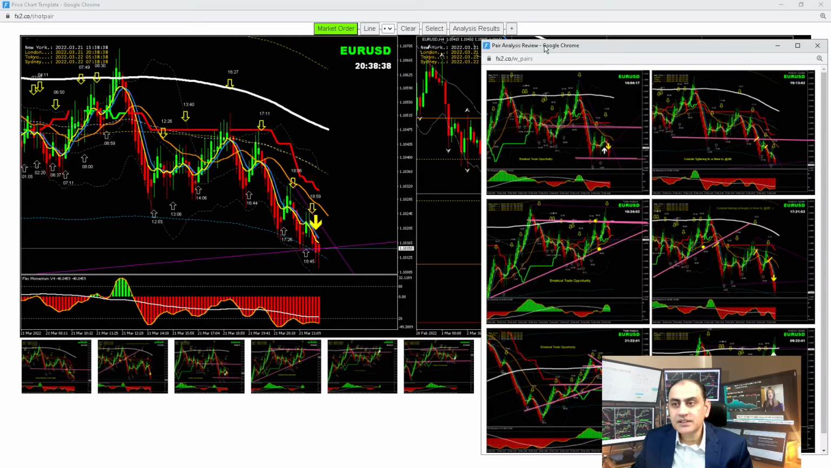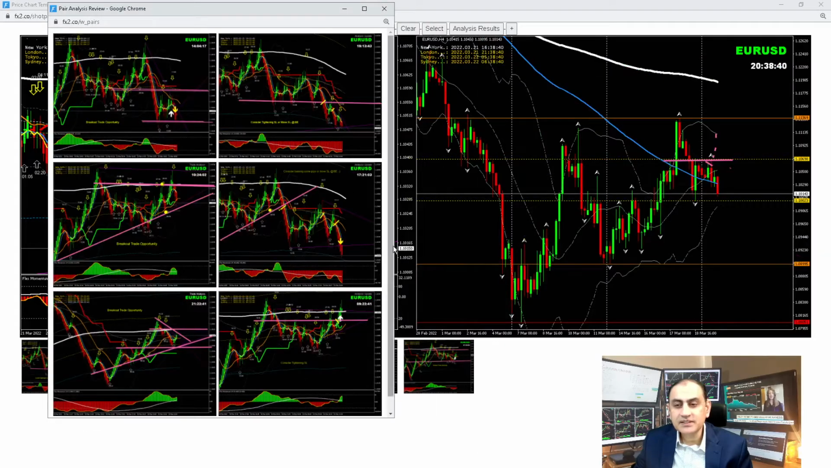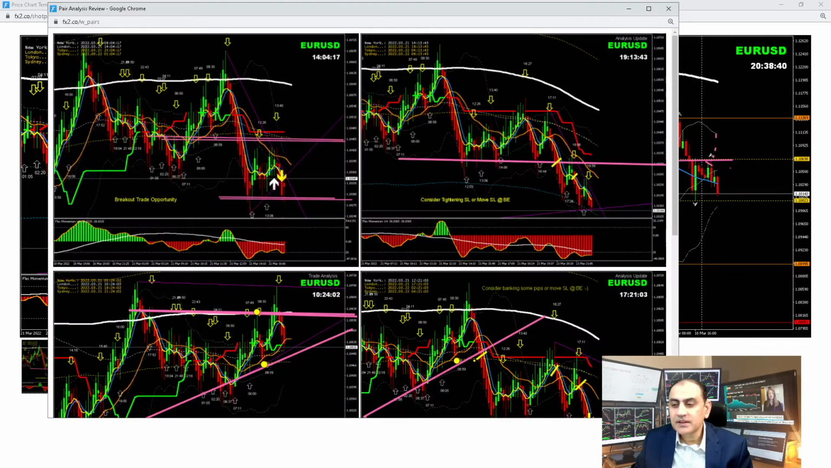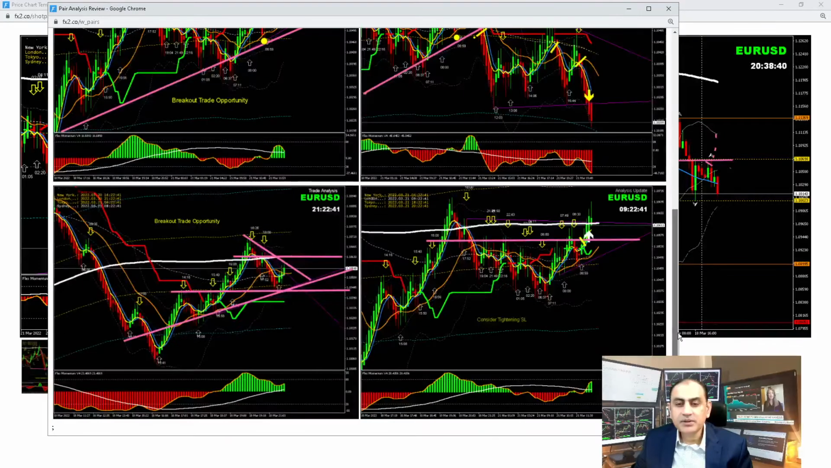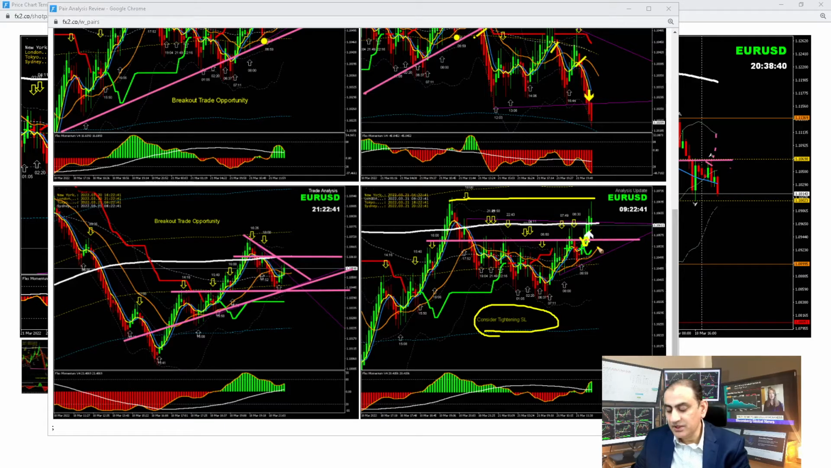If you look at the intraday analysis, as you can see here, at the market open we were expecting the possibility of a breakout, which price did. You can see the price broke. As soon as the price hit the previous high, I explained to my traders to consider tightening stop loss, which we did, and we technically came out at break even.